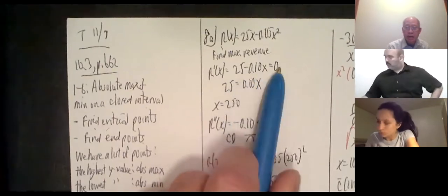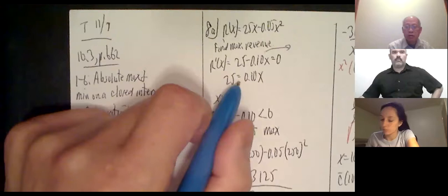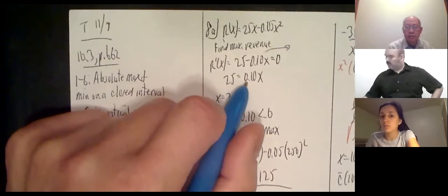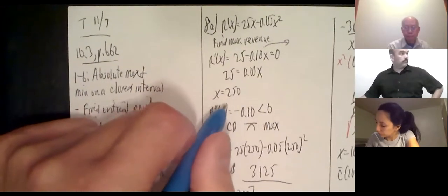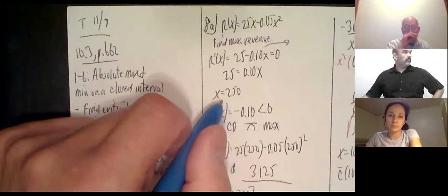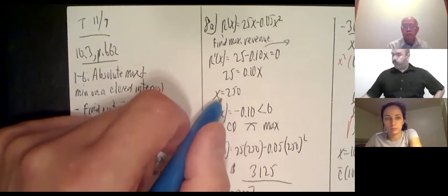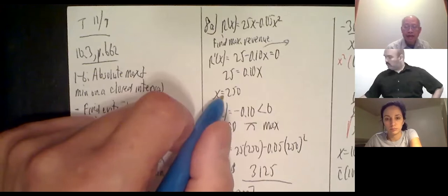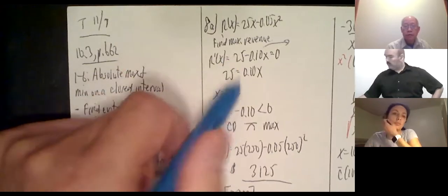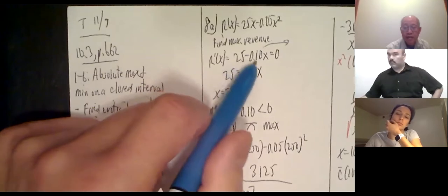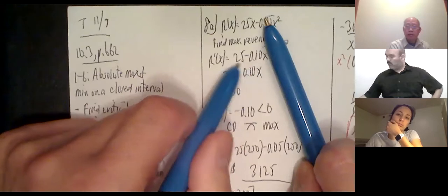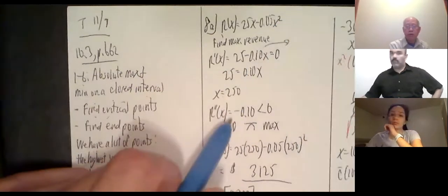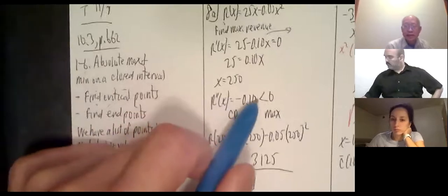I added 0.1x to both sides. So imagine adding that over. 25 equals 0.1x. Divide by 0.1, x equals 250. Now, is that a maximum or a minimum? Okay, I can do the second derivative for that. So this is my first derivative, right? The second derivative, again, is a derivative of the derivative. What's the derivative of this expression? Negative 0.1. That is less than 0.